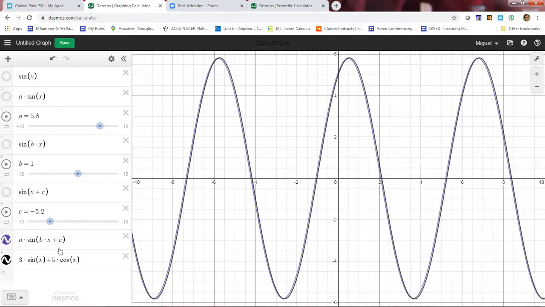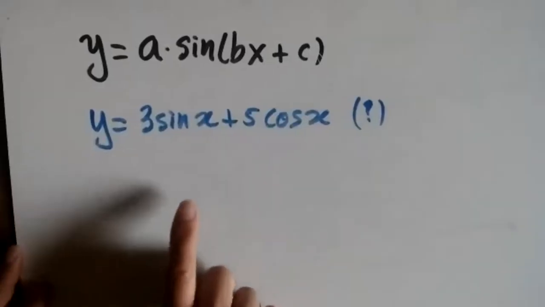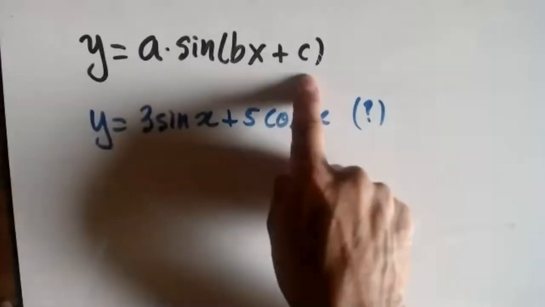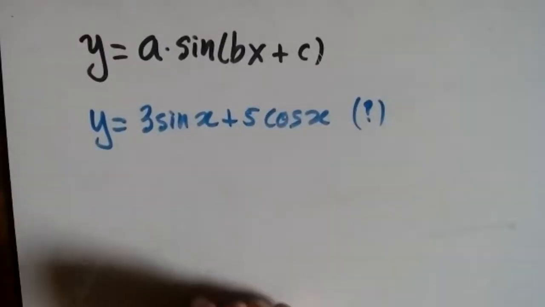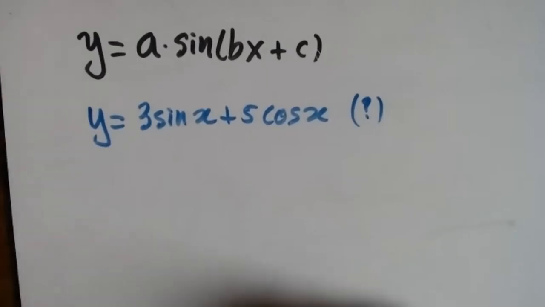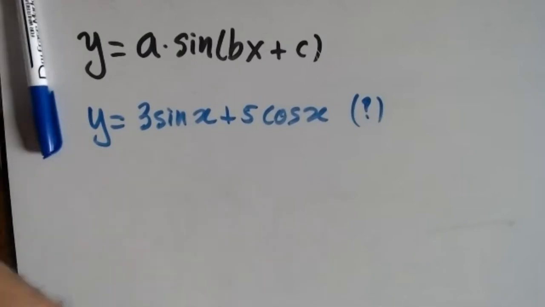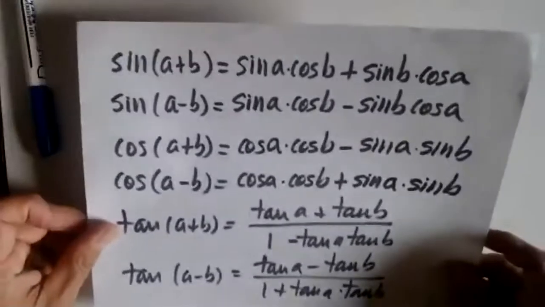So if you manipulate this expression, you see that you can find A, B, and C such that it is the same as this one. But we are going to do this algebraically. So this is going to be the point. I'm going to find A, B, and C such that this is the same as this one. How am I going to do this? Okay, I'm going to use my identities.